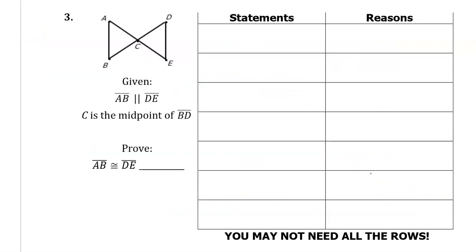Let's do a couple more. All right, here's another proof that's completely blank. We can handle this. Let's start with the given. We are given that segment AB is parallel to segment DE. All right, so that is given.